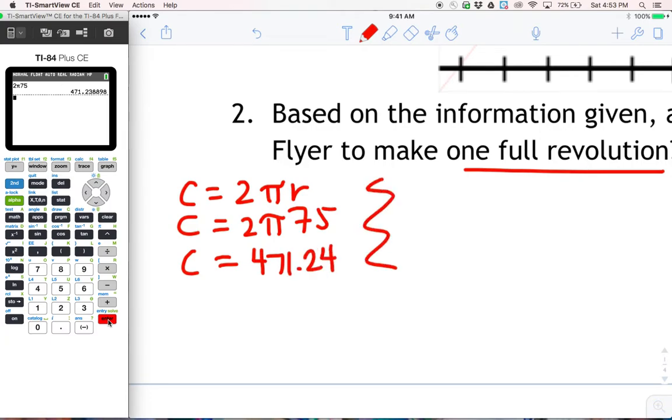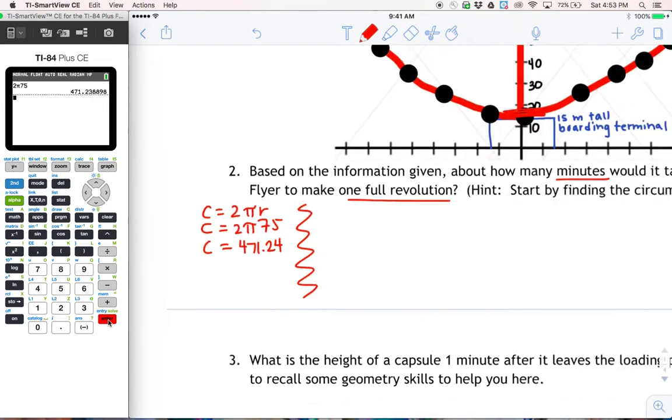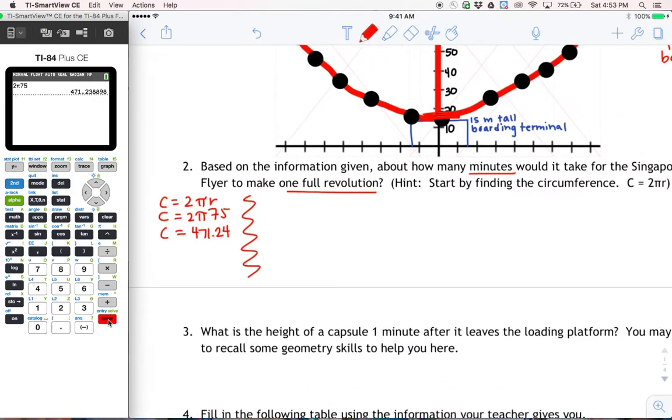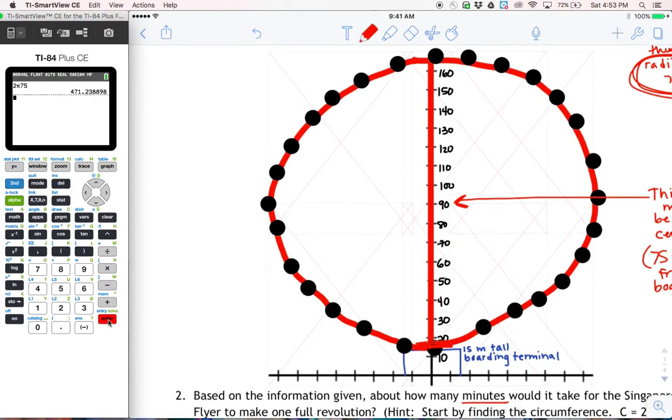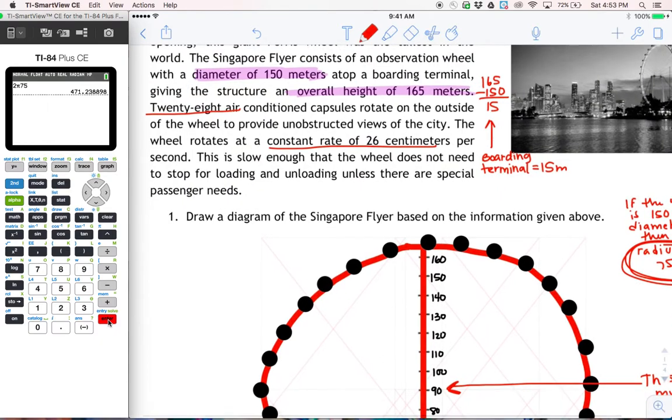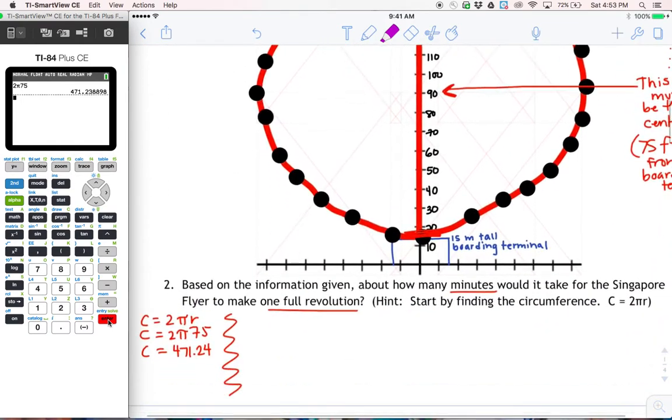All right, so we got the circumference. Now what we have to figure out is how long it takes the wheel, in minutes, to start from the bottom and go all the way around again, one full revolution. The key piece of information is that it travels at a constant rate of 26 centimeters per second. All right, 26 centimeters per second.